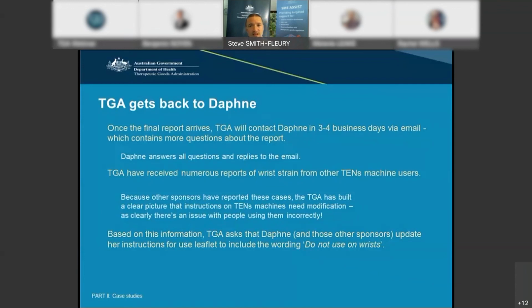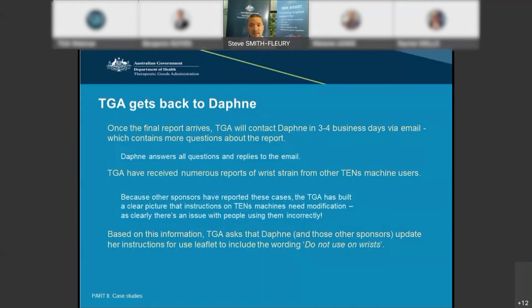And it turns out that the TGA have received numerous reports about wrist strain from the improper use of TENS machines. Although no one had previously struggled with Daphne's device, the TGA held a much bigger picture in view, which again is why it's really important to report these sorts of issues. Now, the TGA informs Daphne that because of a growing number of misuse cases, will require her to update information in her instructions for use sheet. So she'll need to include the warning, do not use on wrists, or words to that effect.